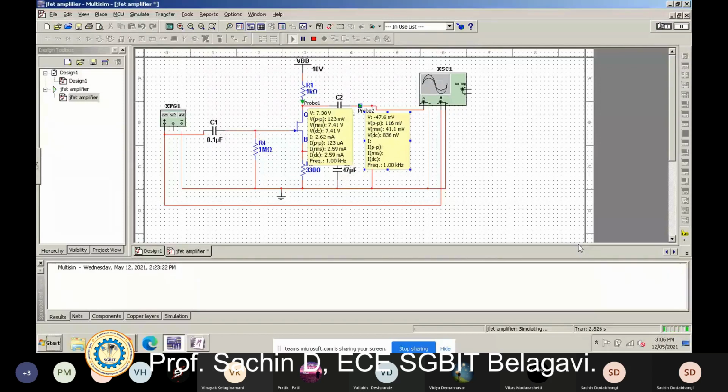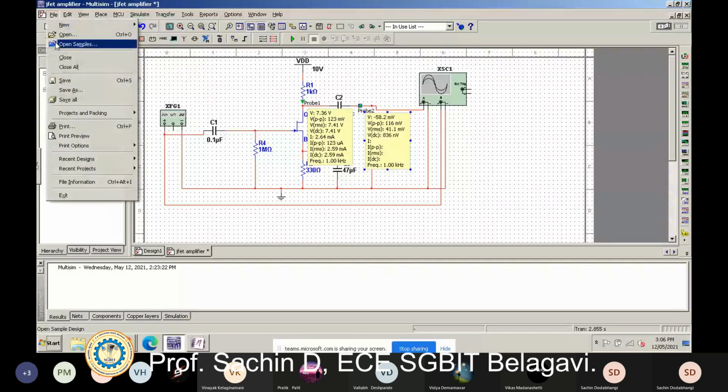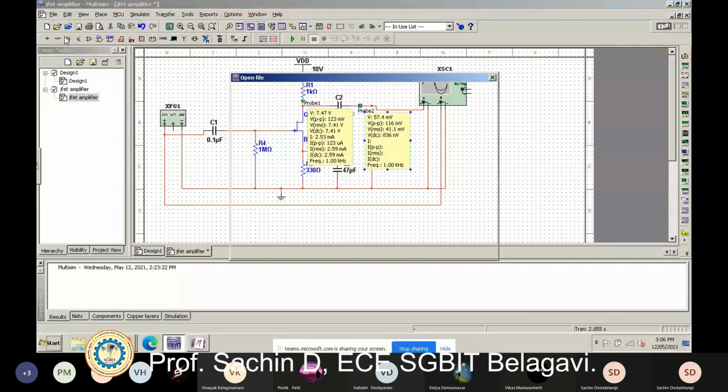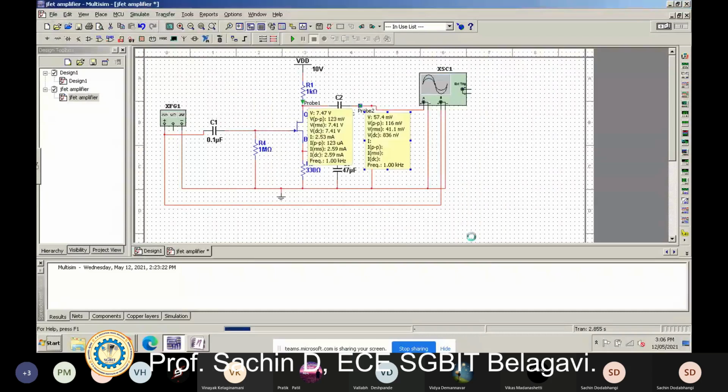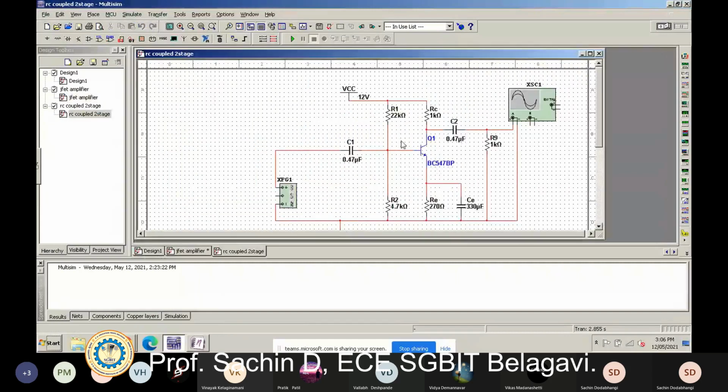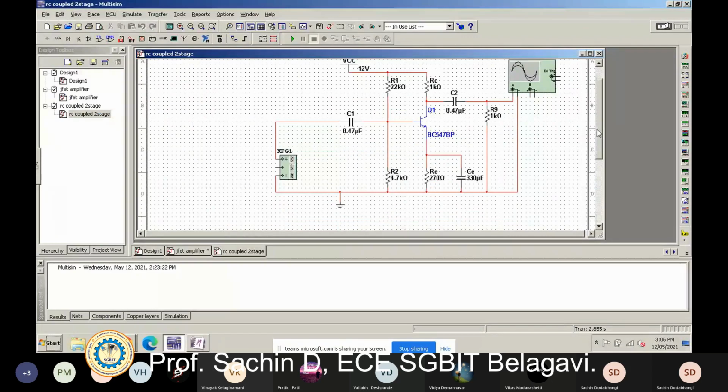Okay. Now I'll stop it, and if you want me to perform any other experiment, I'll open another file. So last time I think we were doing... Okay, I think we are done for this. We have done the design also. I'll connect input as well as output.